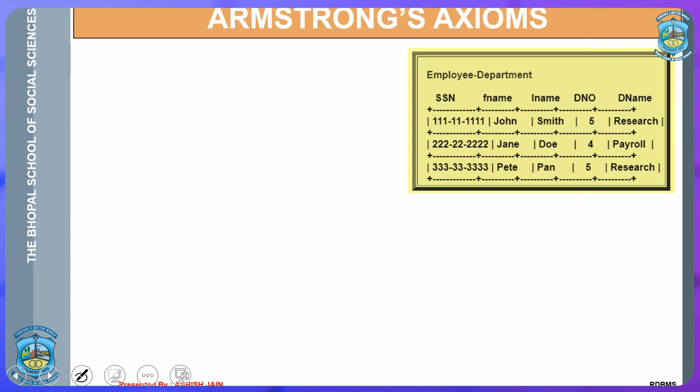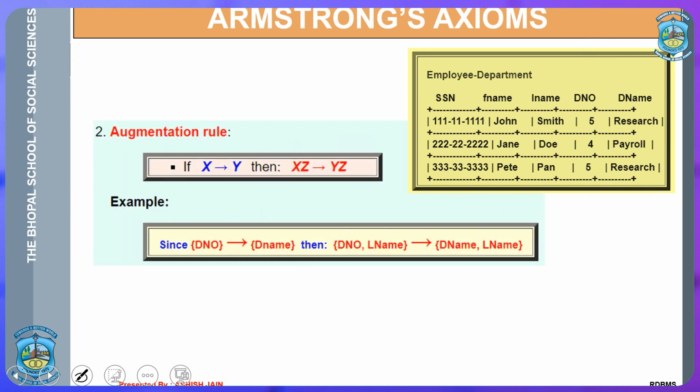Next property, in the same table, is the augmentation rule. X → Y implies XZ → YZ. So, if we have department number → department name, then if we club the L name with department number, we also have the same L name with the department name. We can verify this here. Department number is 5, L name is Smith. Department name is Research, L name is again Smith. In this way this property is verified.